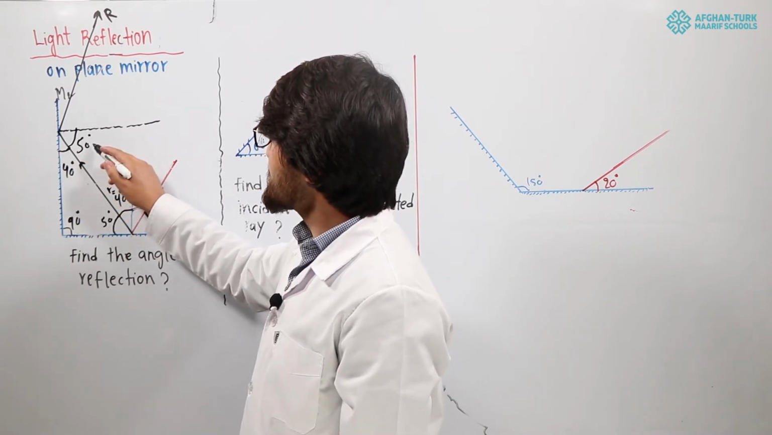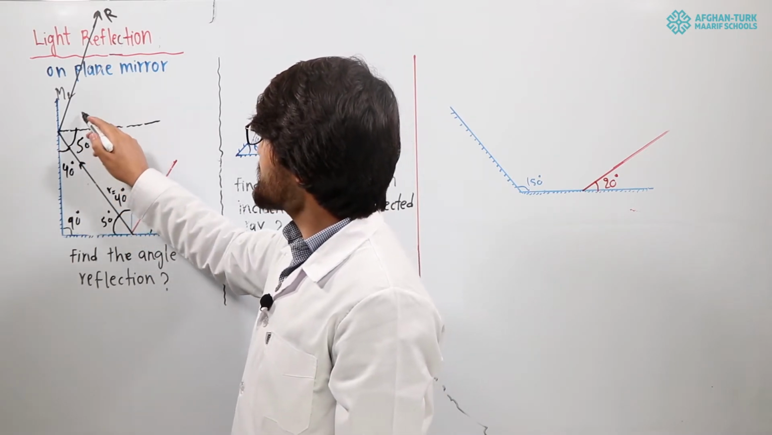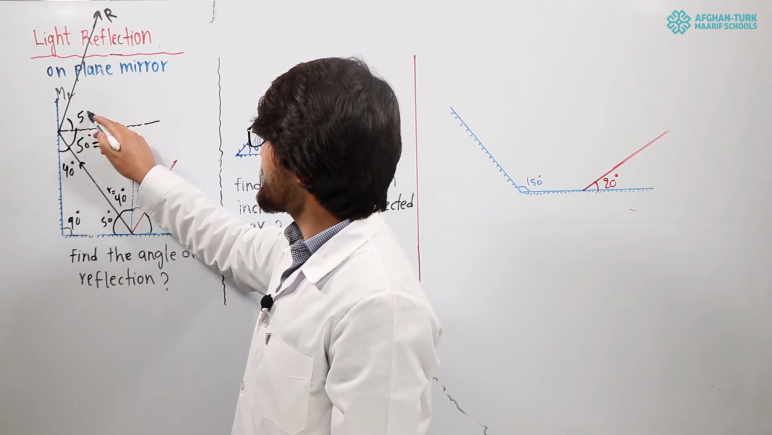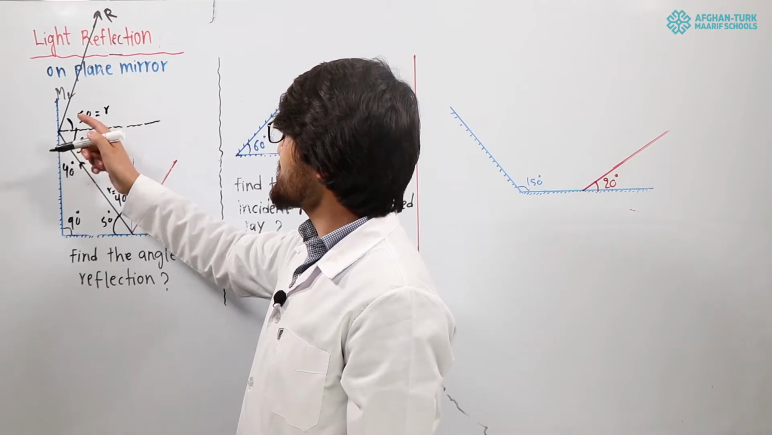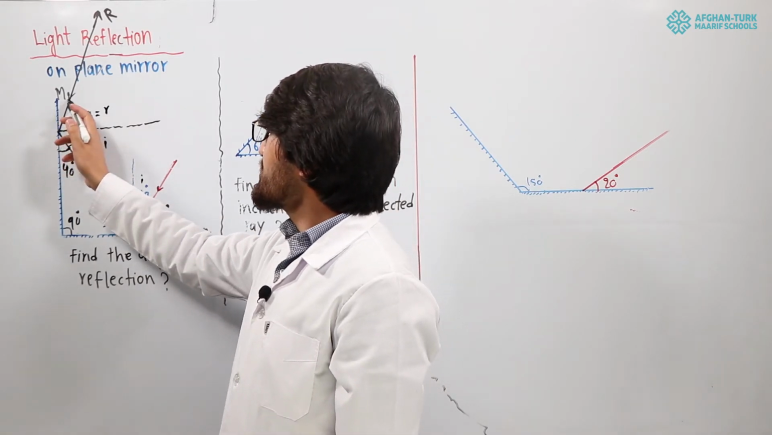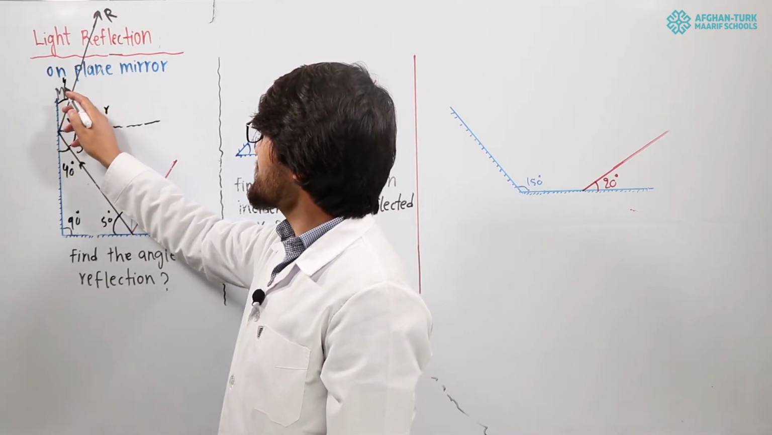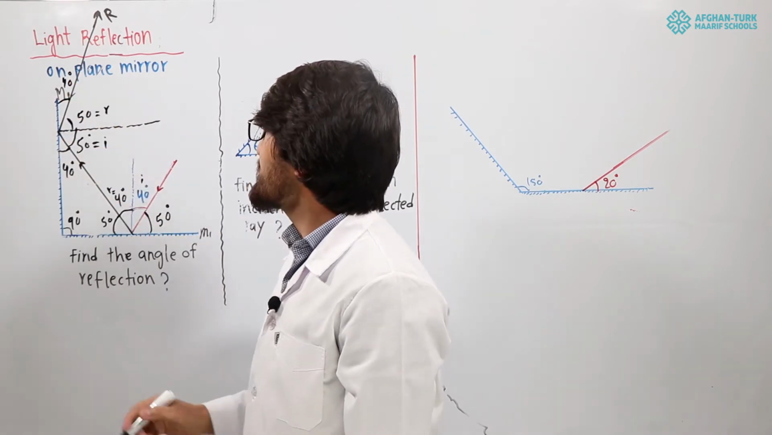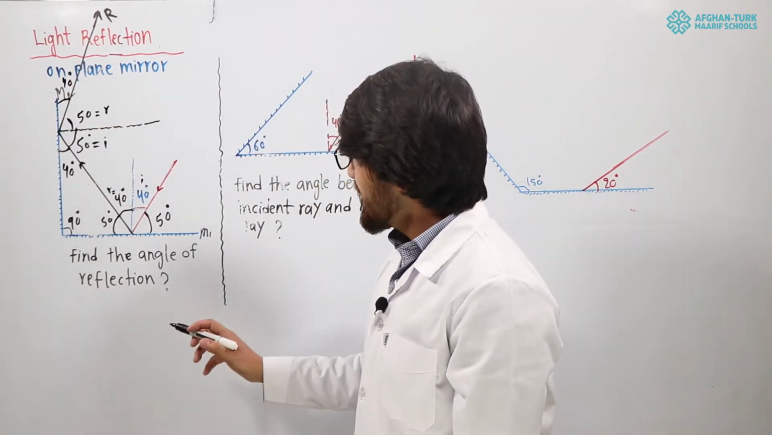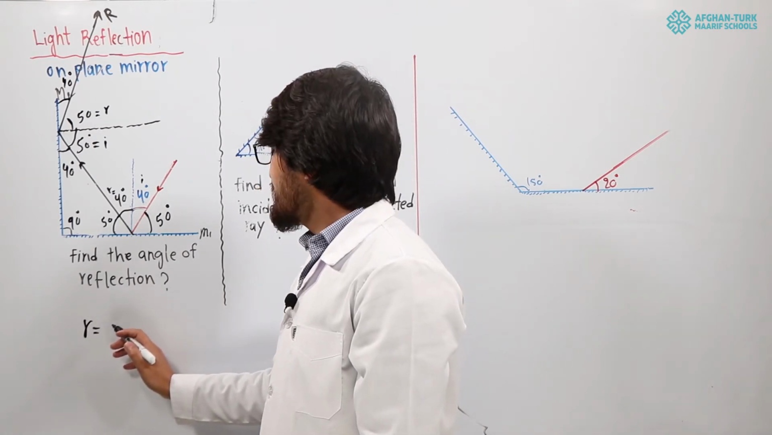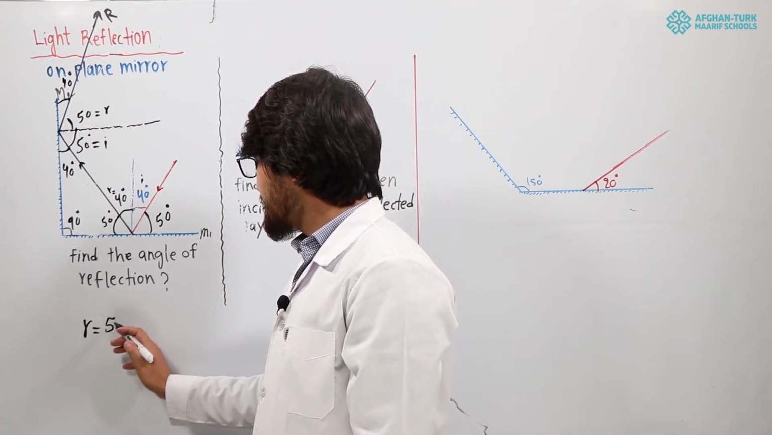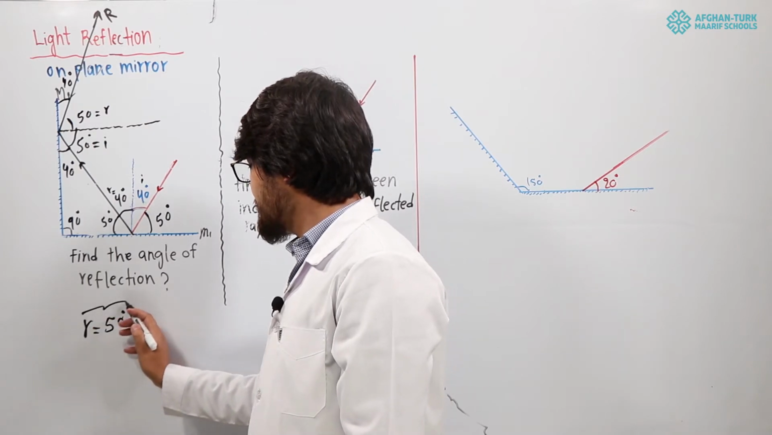Okay, you know that this is I. I is equal to R. R also should be 50. Okay, this angle is 50. This angle should be 40 degree that make 90 degree. Now we find the angle of reflection is 50 degree.